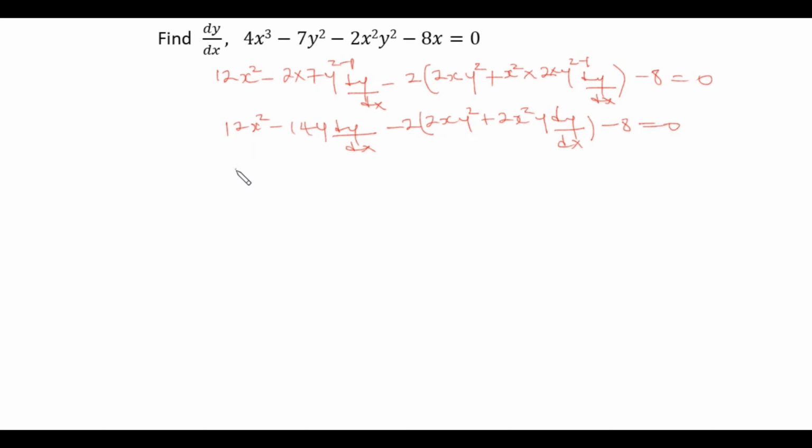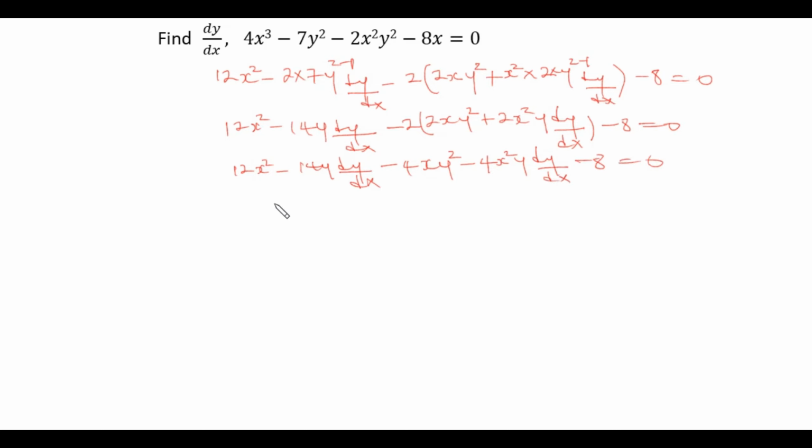We write 12x squared minus 14y dy/dx. Expand this bracket: minus 4xy squared, minus 2 times 6 is minus 4 again. Minus times plus is minus 4x squared y dy/dx, minus 8 is equal to 0.